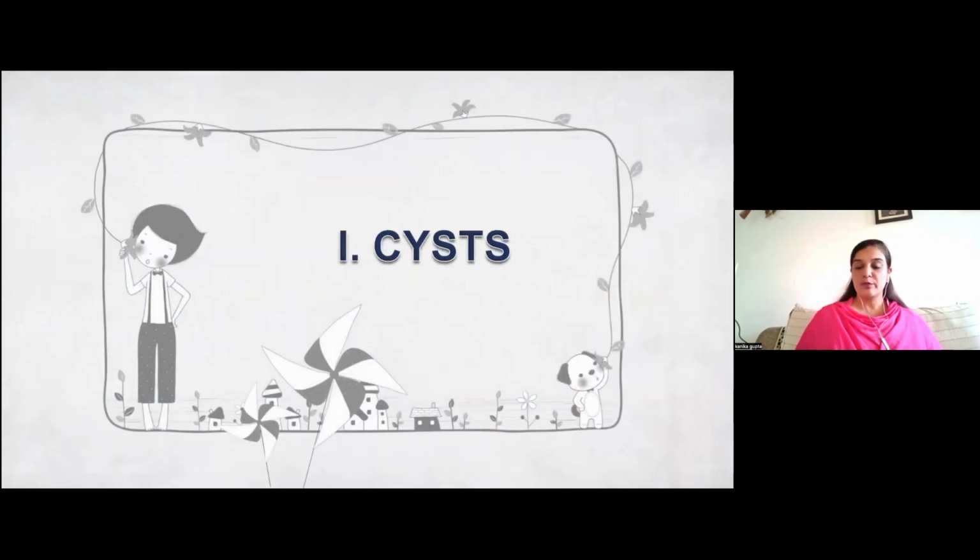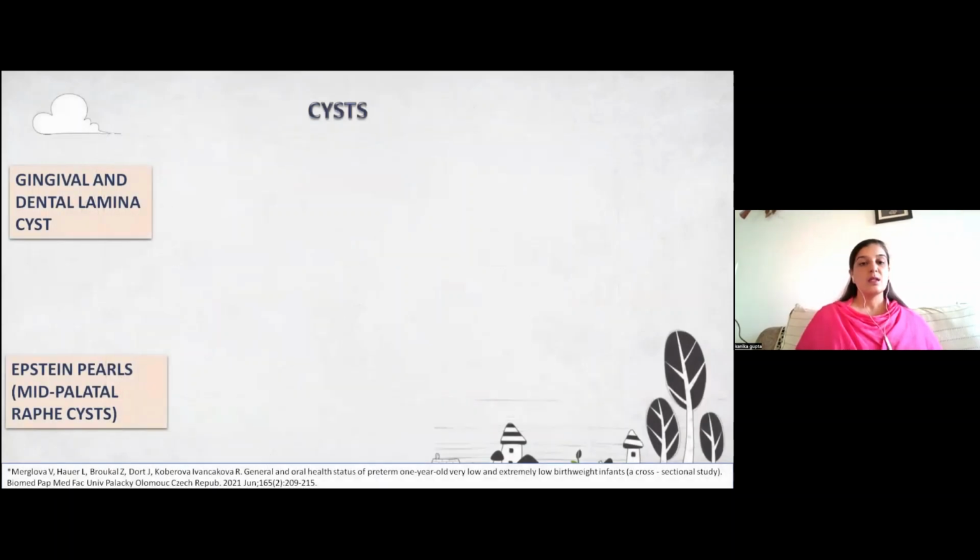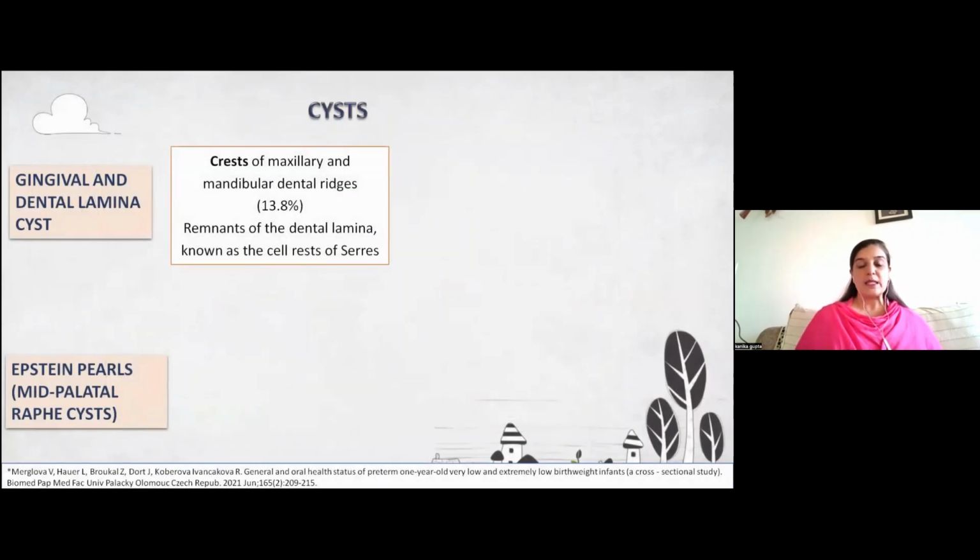So coming to the first kind of oral lesions in the neonates, these are the cysts. The gingival and dental lamina cysts commonly occur on the crest of the maxillary and mandibular dental ridges with a prevalence rate of 13.8%. They commonly happen because of the remnants of the dental lamina, commonly known as the cell rests of Serres.